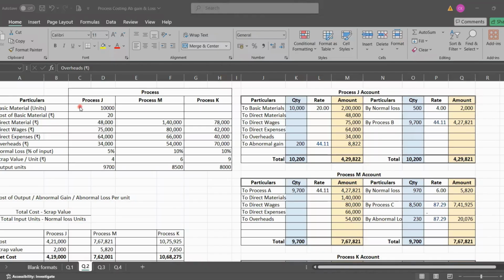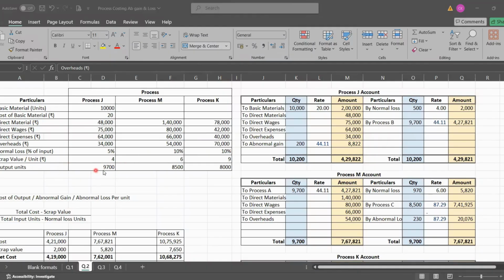Hello, this is our second question of process costing with abnormal loss and abnormal gain. The contents are given similar to the last question with revised figures. Basic material with unit cost rupees 20, then direct material, wages, expenses, and overheads. All this information is given similar to the last question. Normal loss 5%, 10%, and again 10% with scrap value is given.